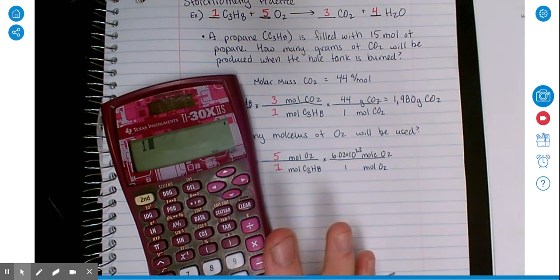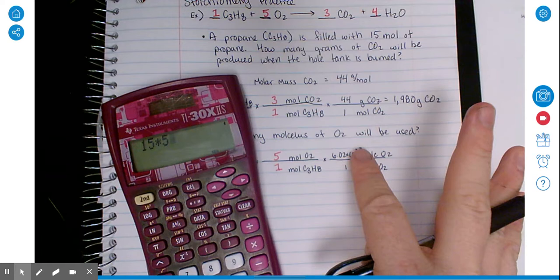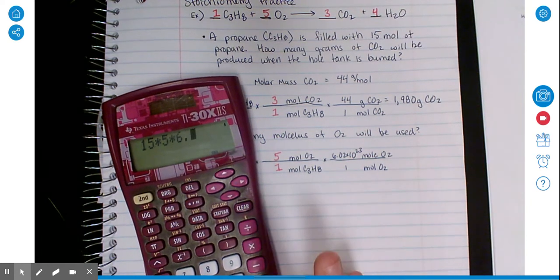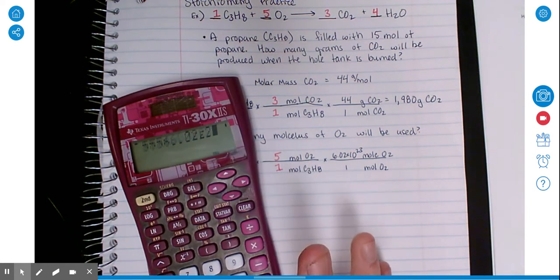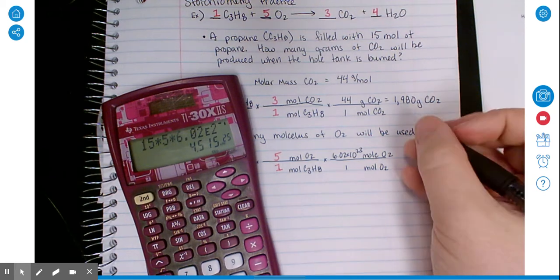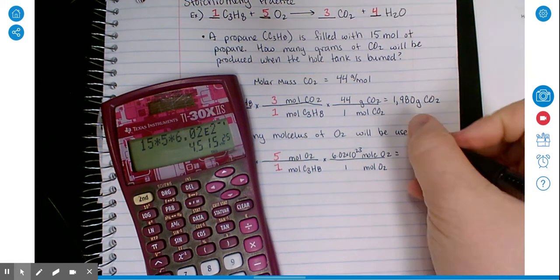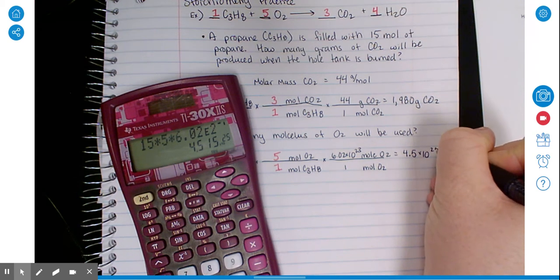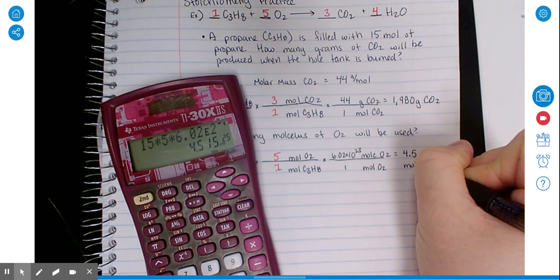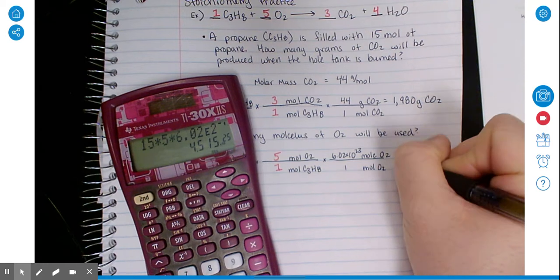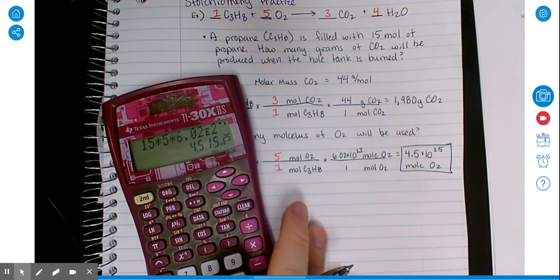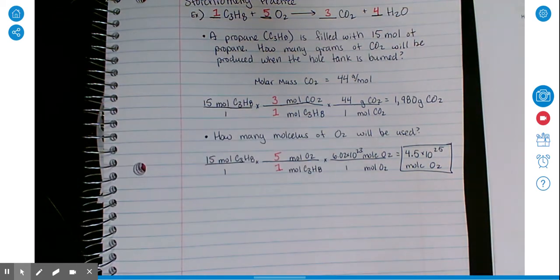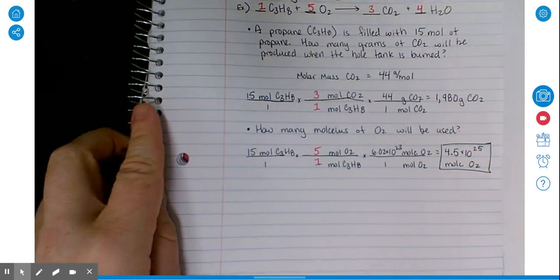Then plug it into a calculator. 15 times 5 times 6.02 times 10 to the 23rd. I am going to need to use a whole lot. 4.5 times 10 to the 25th molecules of O2. All we're doing when converting between substances is using the mole ratios or the coefficients that allow us to do that.